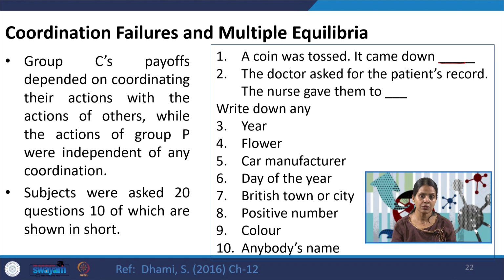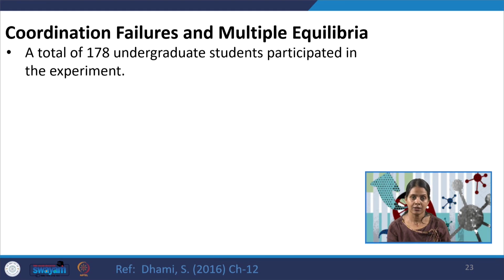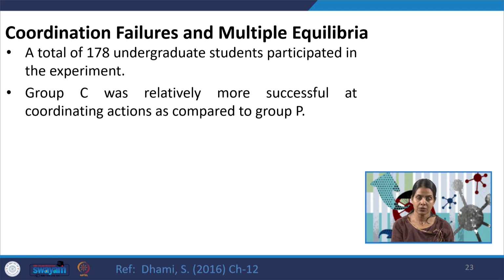The next 10 questions were somewhat more abstract. A total of 178 undergraduate students participated in the experiment. Group C was relatively more successful at coordinating actions as compared to group P.